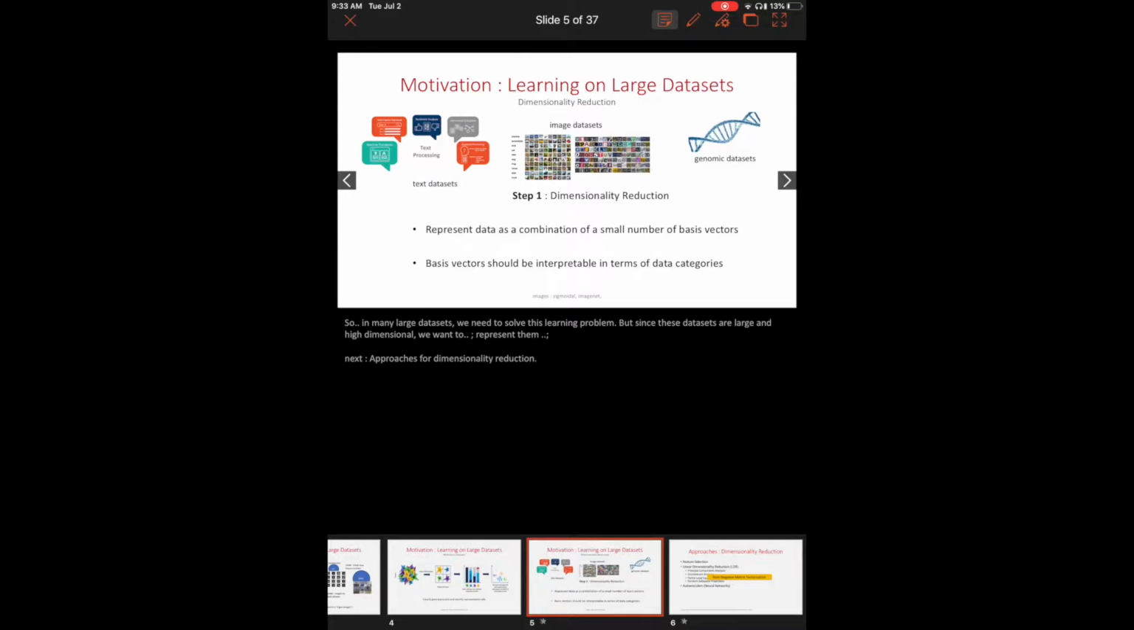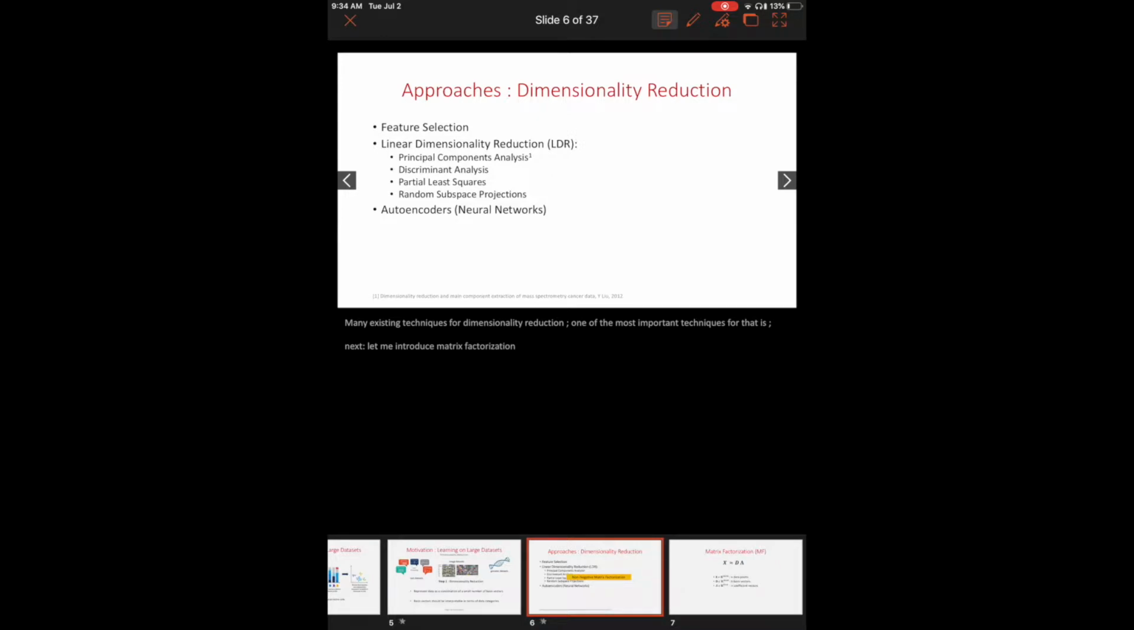Let's look at existing approaches for dimensionality reduction in large datasets. A few of the existing techniques are feature selection, linear dimensionality reduction techniques like principal component analysis, random subset projections, and neural network techniques like autoencoders. A recent technique called non-negative matrix factorization has been widely used for large datasets because of its advantages over other techniques in terms of interpretability.